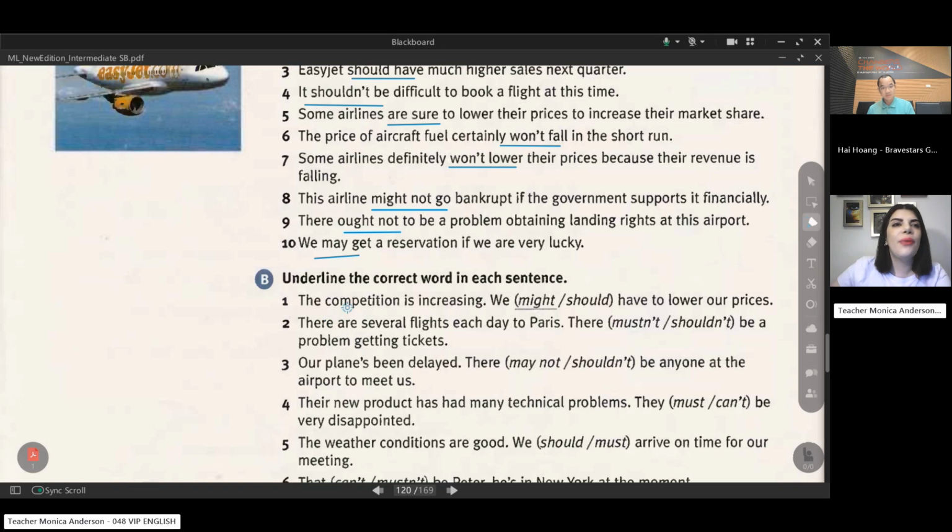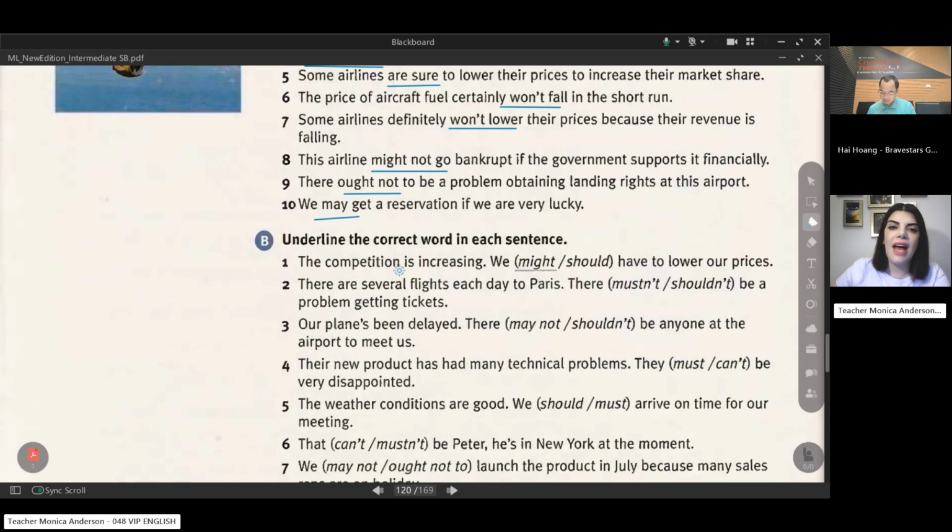Now, underline the correct word in each sentence. Let's see. The competition is increasing. We might have to lower our prices. Number 2, there are several flights each day to Paris.